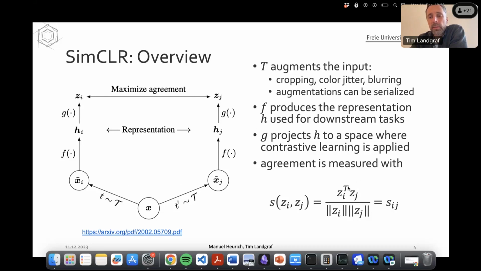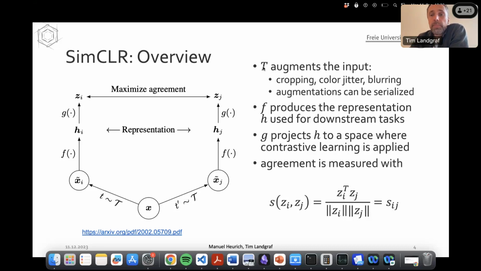by applying the dot product again, but then normalizing by the length of these vectors, which basically means only the angle between the vectors is determining the value. Yeah, so 1 being perfectly aligned, 0 being perpendicular, and -1 being opposite of each other.